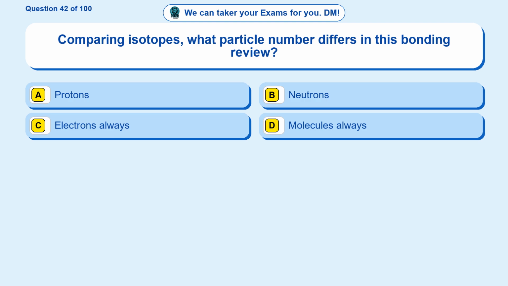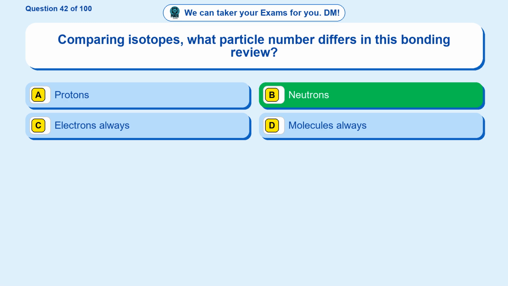Question 42. Comparing isotopes, what particle number differs in this bonding review? Option A, protons. Option B, neutrons. Option C, electrons always. Option D, molecules always.